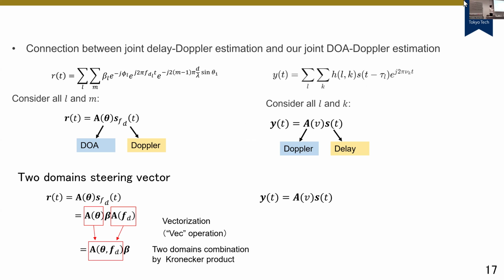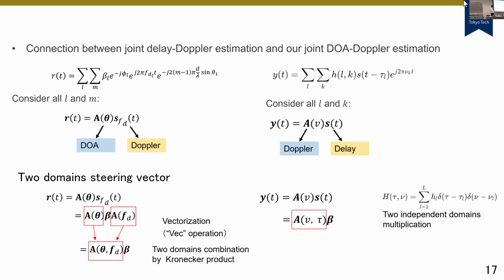So the connection is like this. This is our received signal model. If we use the vector form to represent it, we can say that this vector A represents the DOA information, and the steering vector S represents the Doppler information. And we also use the same vector form to represent this signal model. We can find a similar representation. This steering vector represents the Doppler and the S represents the delay. In our case, we actually combine the time domain and the spatial domain together by using the vectorization operation. That means we combine the spatial domain, which is related to the DOA, and the Doppler domain, which is related to the time domain, together like this. These two domains are combined by this Kronecker product. So we think maybe this technique can be applied to this OTFS channel.